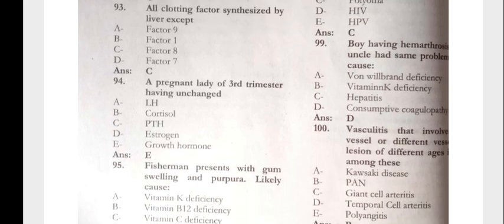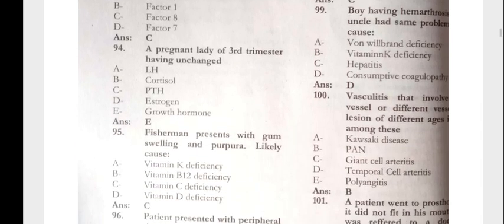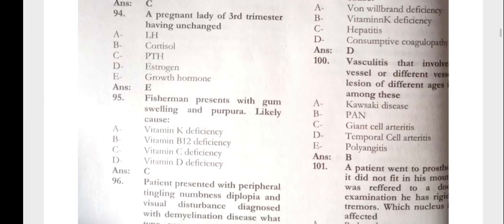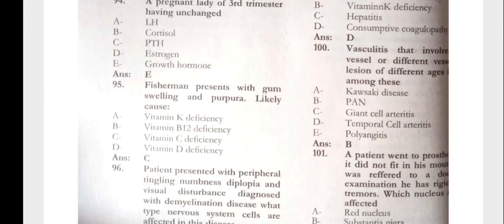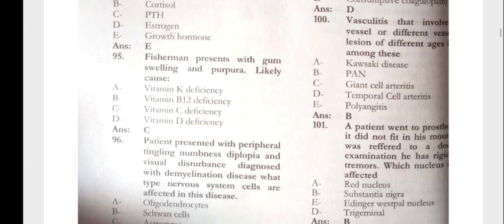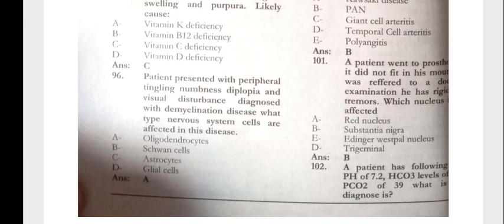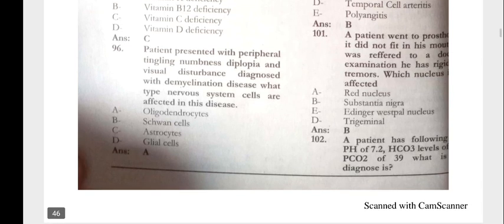Boy has hemarthrosis, uncle has the same problem. This is due to consumptive coagulopathy, vasculitis that involves vessels of different ages. Among these is the pain. The patient went to the process, it did not fit in the mouth, was referred to a doctor for examination. He had a rigid tumor. Which nucleus is affected? There is a substantia nigra.